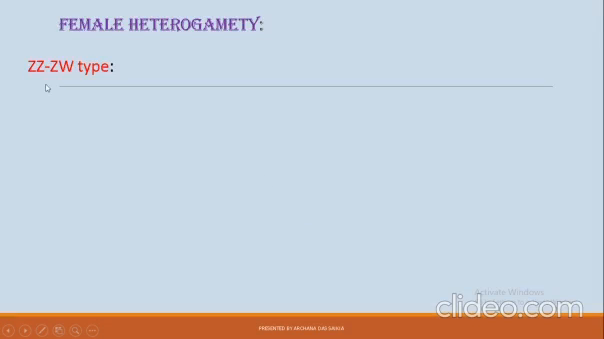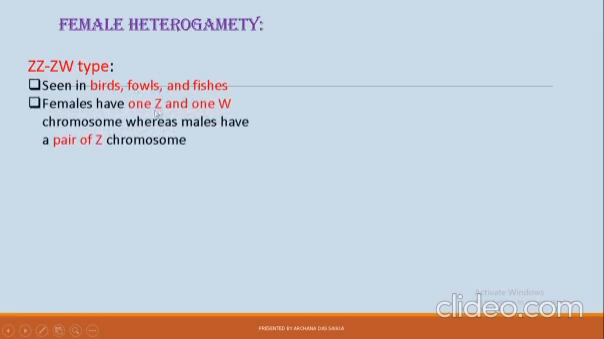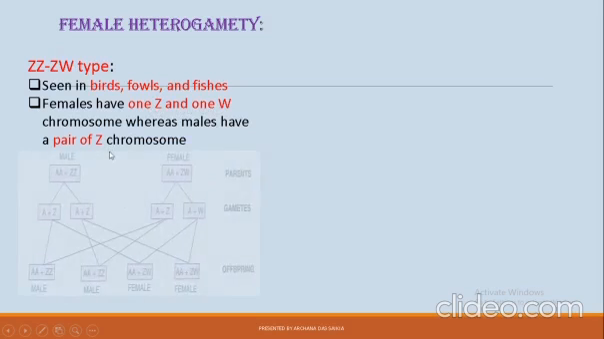In female heterogamety, the first type is the ZZ-ZW type. Once we have learned male heterogamety, it should be quite easy to get the concept. Here it is seen in birds, fowls and fishes. In this case, just the reverse of male heterogamety, females have two different types of sex chromosomes, one Z and one W, whereas males have a pair of Z.